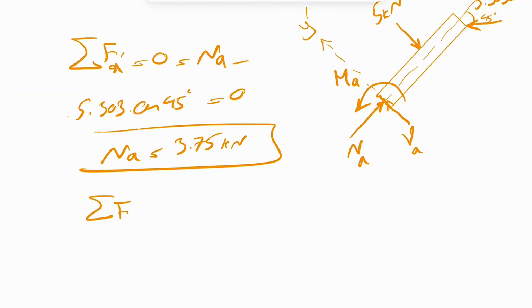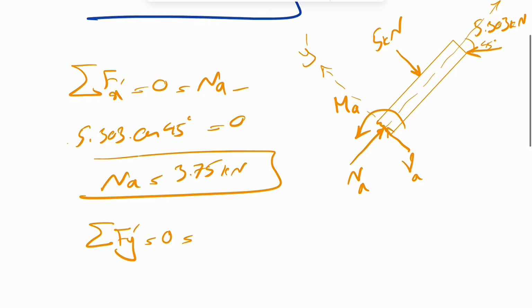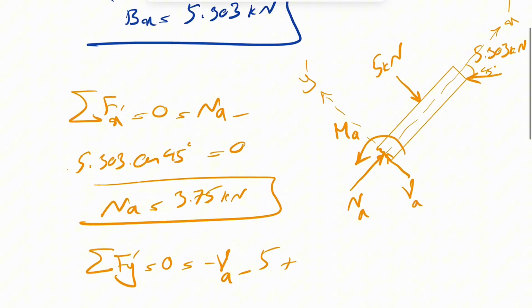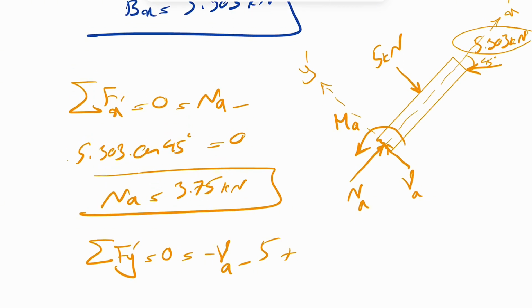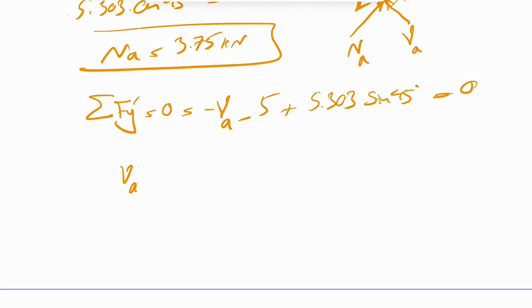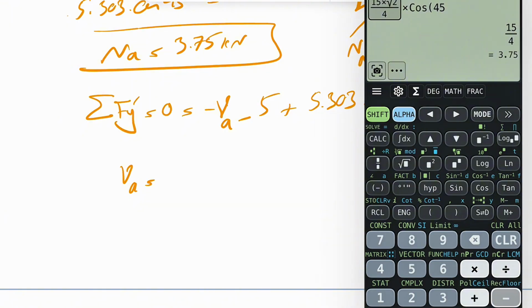Let's move on to sum of all forces in y prime direction. So we have VA negative, we have 5 kilonewtons also negative, and we have the y prime component of this force, which we can see is along the positive. So 5.303 this time sine of 45 degrees. Again, it doesn't matter, sine and cosine is the same value, so not that it makes that much difference. Equals 0.